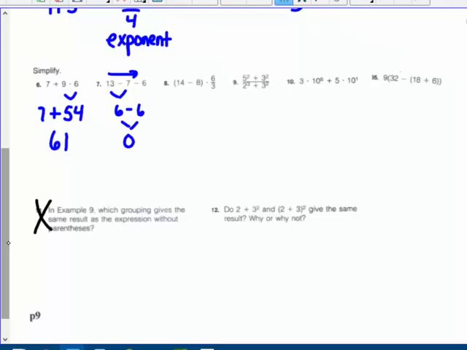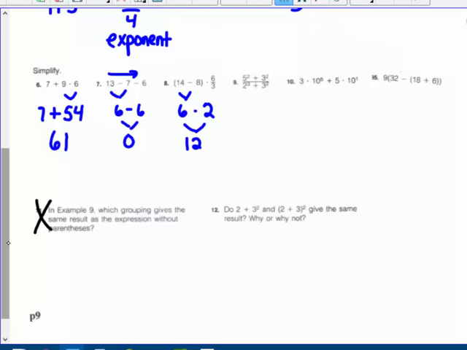Number 8, I have a parentheses and multiply and divide. Well, I'm going to actually simplify that parentheses first to get 6. 6 times, and I'm going to do that division right away. 6 divided by 3 is 2, so 6 times 2 would give you 12.